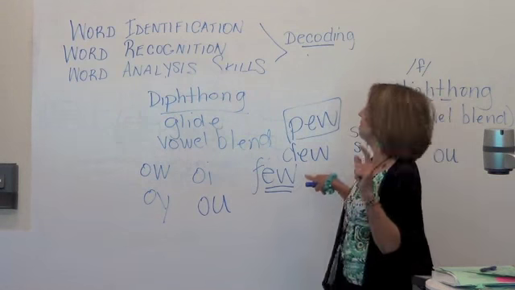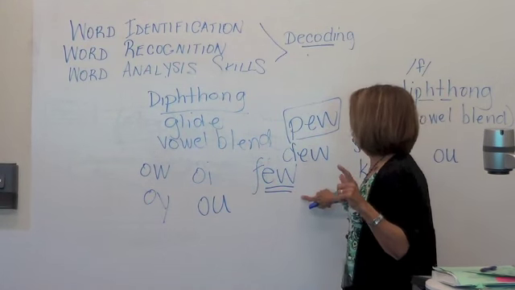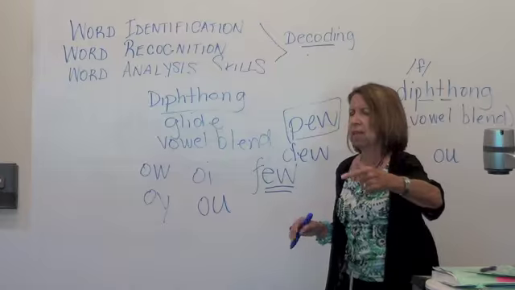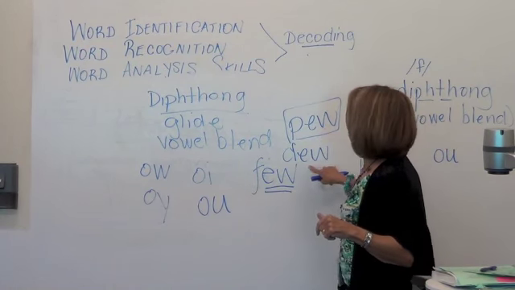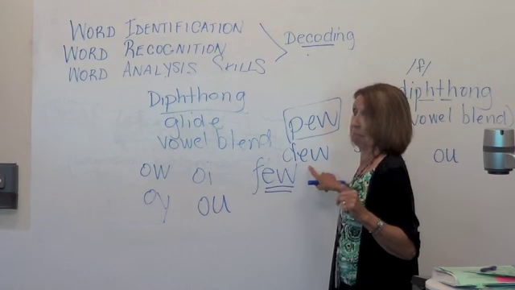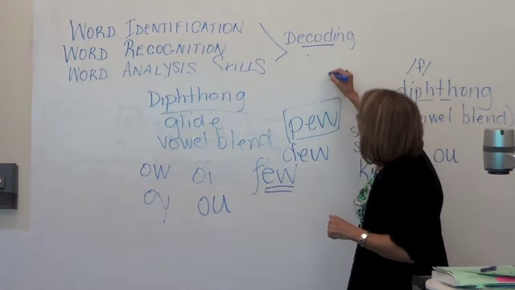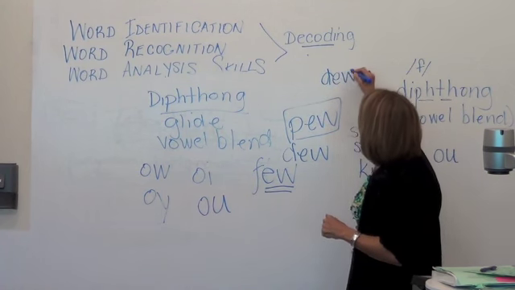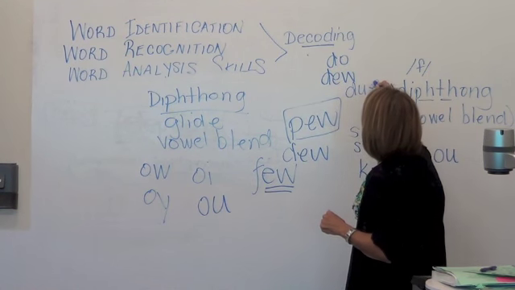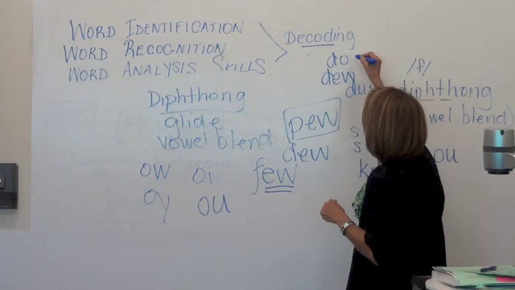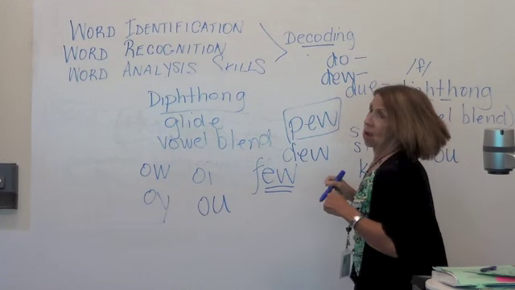So when we're looking at the vowel diphthong EW, do you hear a different sound when you say few and pew than when you say do? Yeah. Because we say this like this, don't we? Yes. And like this. So actually, those are homonyms.